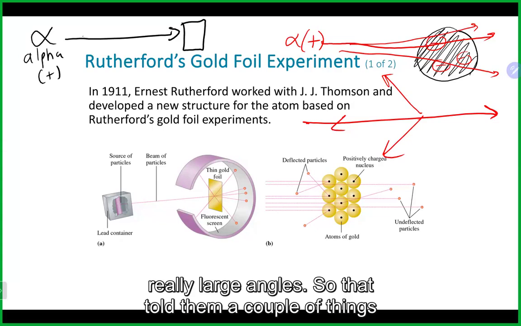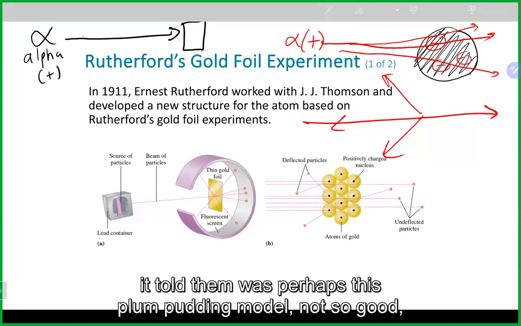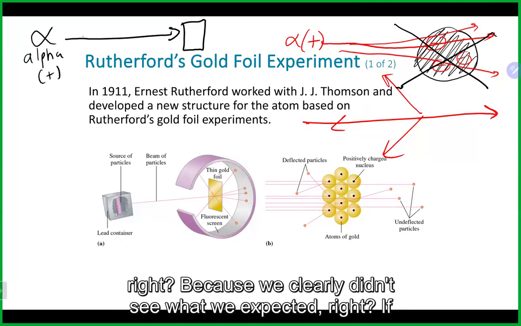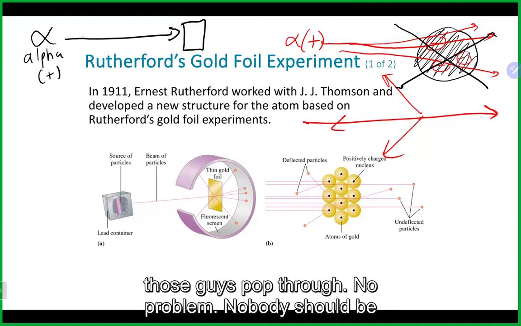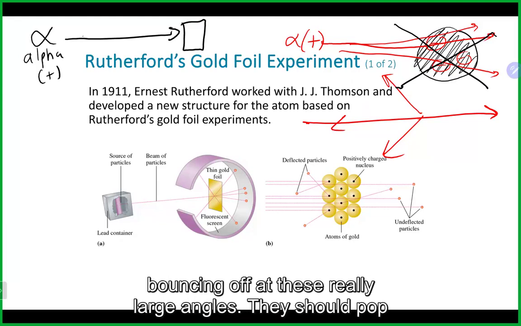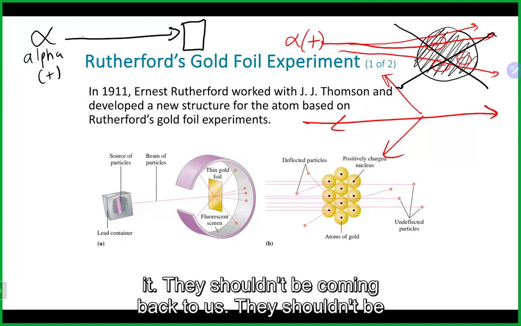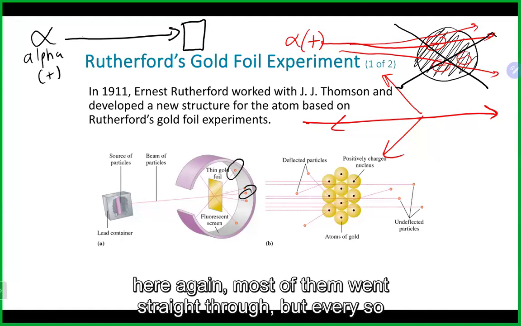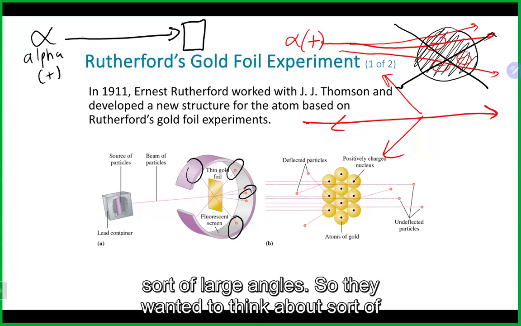So that told them a couple of important things about the atom. The first thing it told them was that perhaps this plum pudding model was not so good, right? Because we clearly didn't see what we expected. If we had this nice diffuse positive charge, we should see those particles pop through no problem, with a little bit of deflection. Nobody should be bouncing off at really large angles or coming back to us. And that's what you see here. Again, most of them went straight through, but every so often they would bounce off at really large angles.